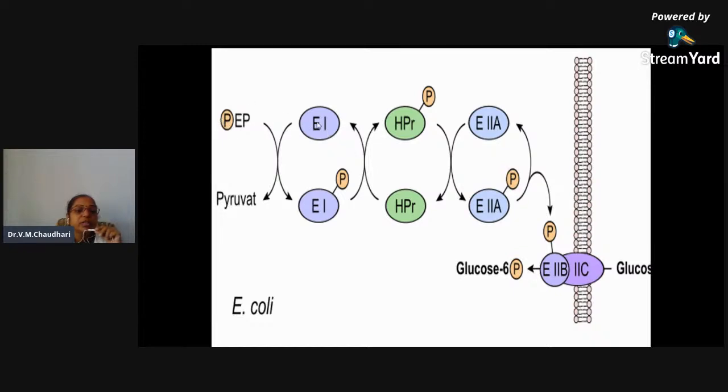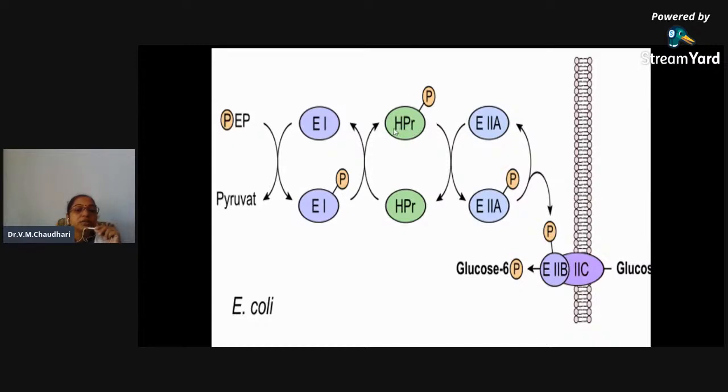Phosphoenol pyruvate donates this phosphate group to enzyme first. Enzyme first forms the phosphorylated enzyme first. Phosphorylated enzyme first then donates the phosphate group to HPR. What is HPR? HPR is the heat resistant protein.